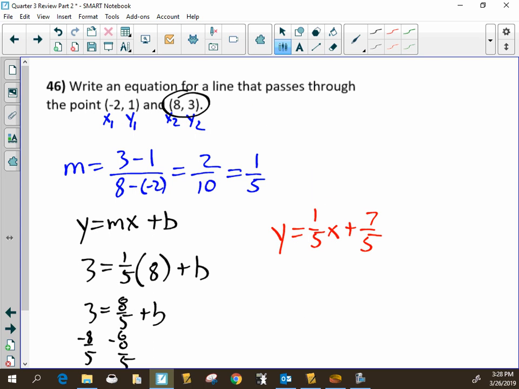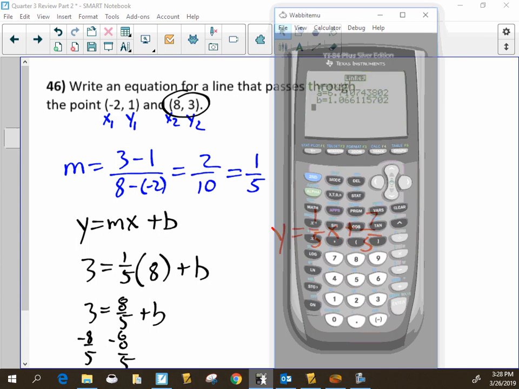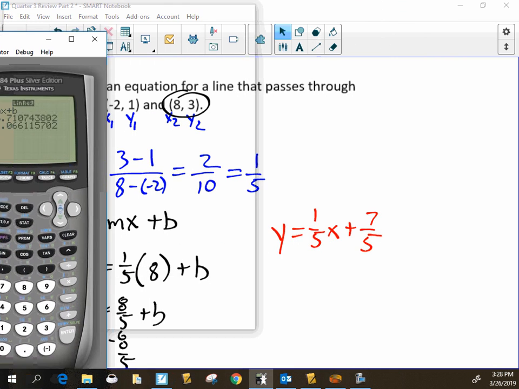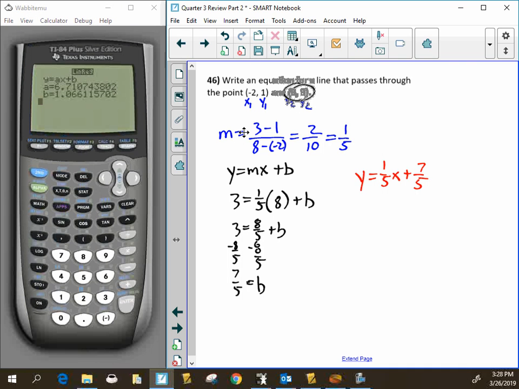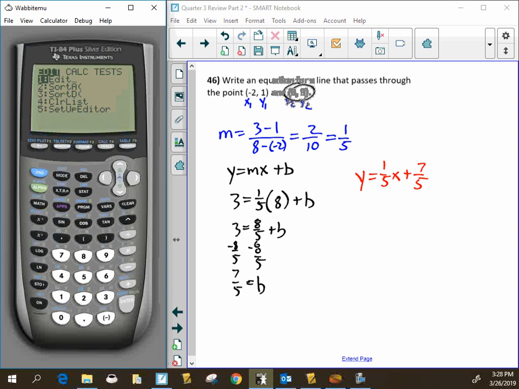The other way you could do this problem, there is actually a way to do this in the calculator. If we remember what we were just doing with our lines of best fit, a line of best fit through 2 points is the exact line that goes through those 2 points. So you can actually plug in the points x, y, and find the line of best fit.